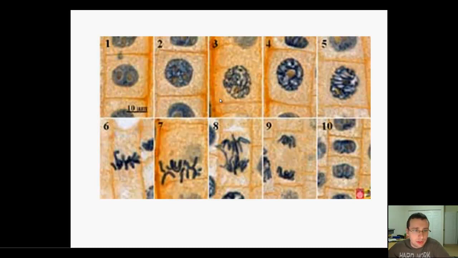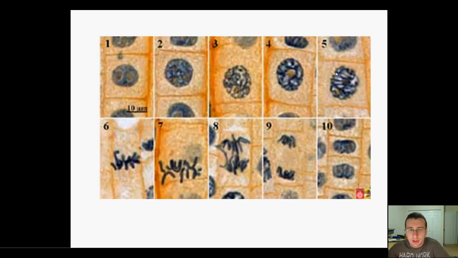By 3, I don't see a nuclear envelope anymore. The nucleolus is almost gone, so that might be late prophase. This is prometaphase, with a fully developed nucleolus, so it might still be there. So it might be towards the late part of prophase as well. By 5, we actually hit the end of prophase. Nucleolus is gone, nuclear envelope is gone.